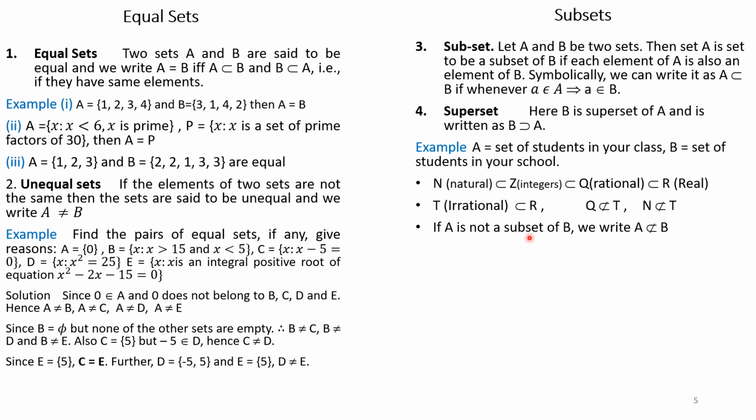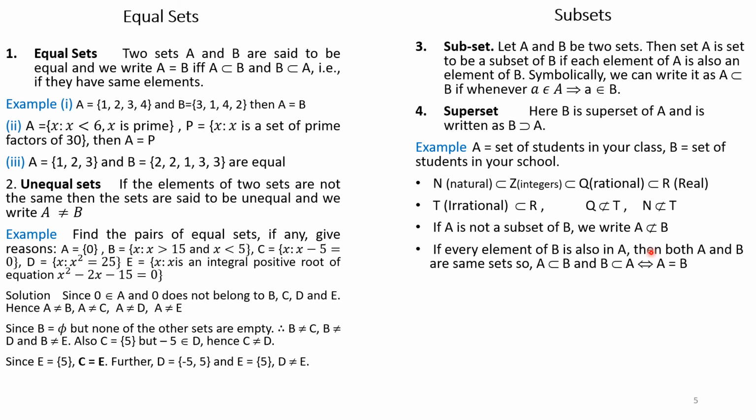If A is not a subset of B, then we write symbolically A with a strike through the subset symbol, not a subset of B. Please note down. If every element of B is also in A, then both A and B are the same. So set A is a subset of B and set B is a subset of A. That implies A is equal to B. So this double arrow means implies.